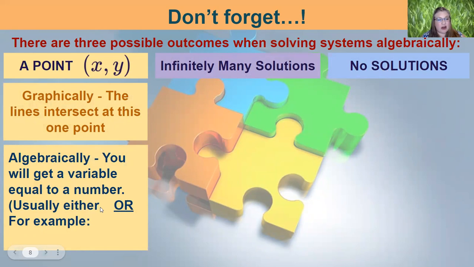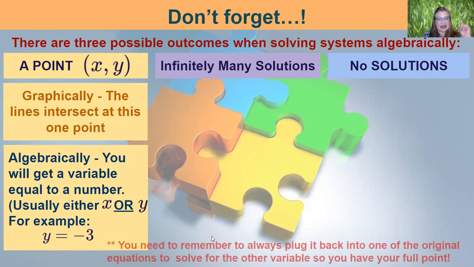Usually you get a variable equal to a number, and that's usually x or y, but it doesn't matter. You can have any letters there. So for example, y equals -3. That's something you could get, like we got x equals 1 or, you know, whatever it was. That's when you know it's a point. But it's important to note, you need to remember to always plug it back in to one of the original equations to solve for the other variable so you have your full point.